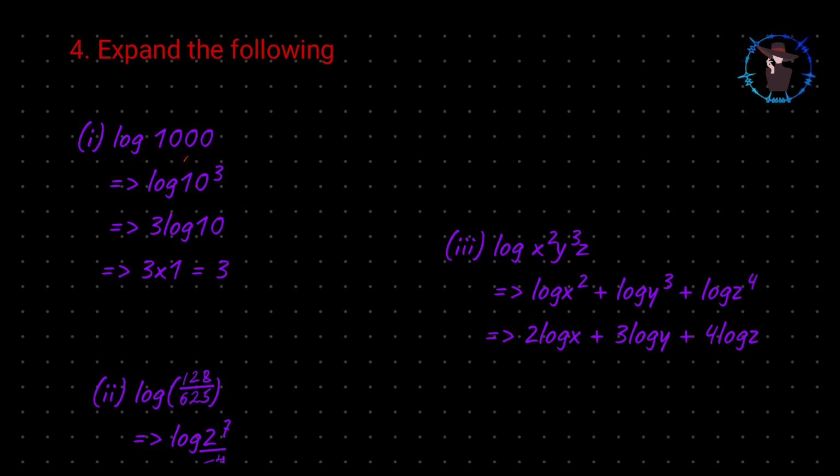It's log 1000. So, 1000 can be written as 10 power 3. This 3 can come in the front, making it 3 log 10. So, what's the value of log 10? As I have already said, it's 1. 3 into 1 is answer 3.